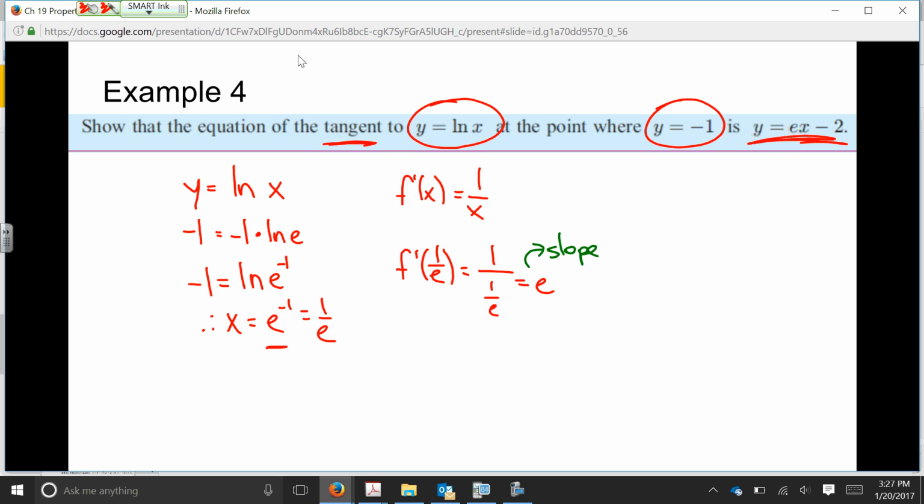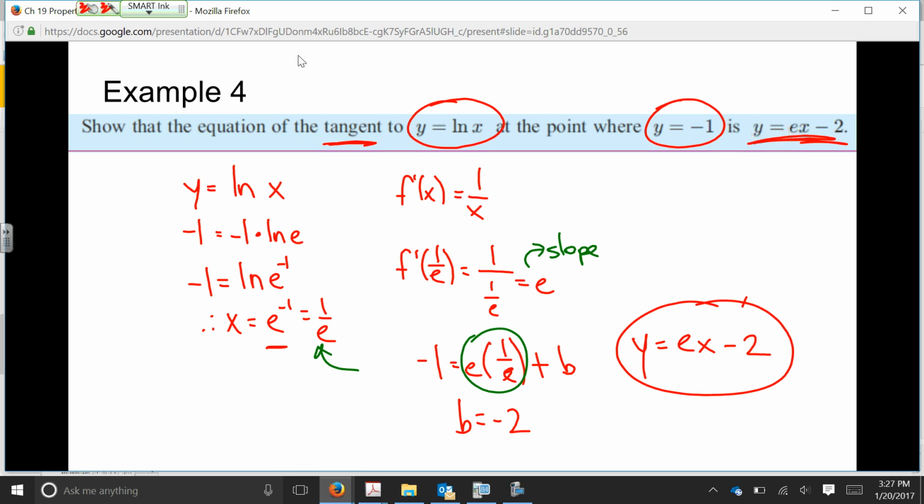Now we need the y-intercept. So we're going to say the y value, negative 1, equals the slope e times the x value, which we found over here to be 1 over e, plus b. All right, we could just do some simple math there, and we end up getting this here. This part just becomes 1. So b ends up being negative 2. So our equation is y equals e x minus 2. We've shown that they're equal to each other.